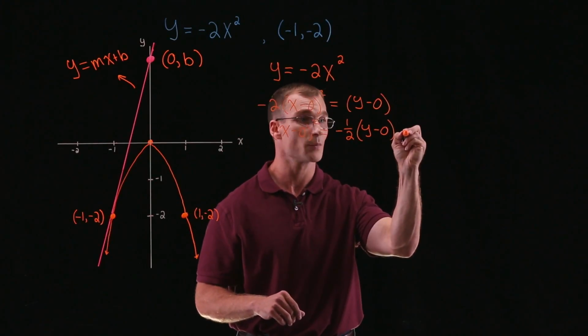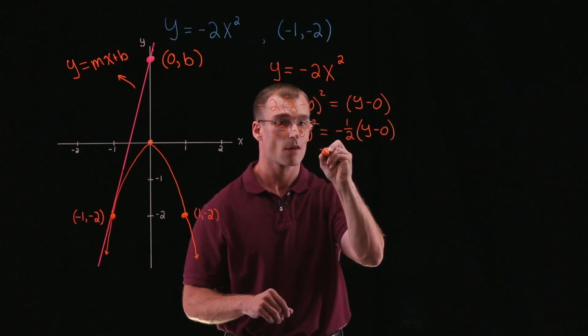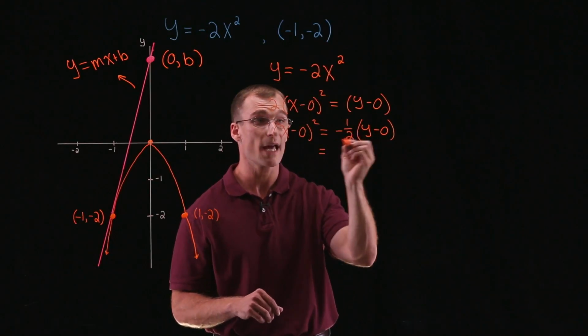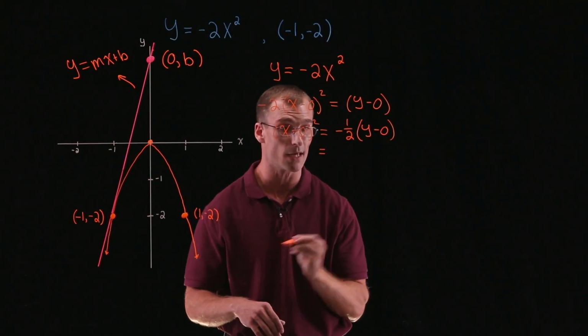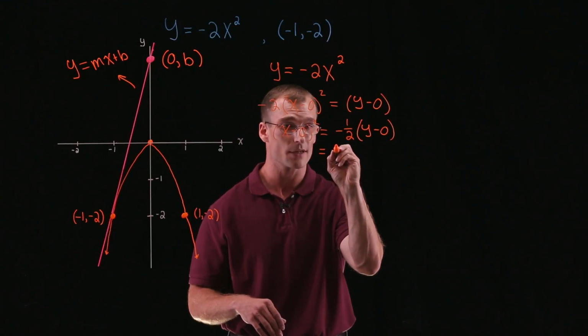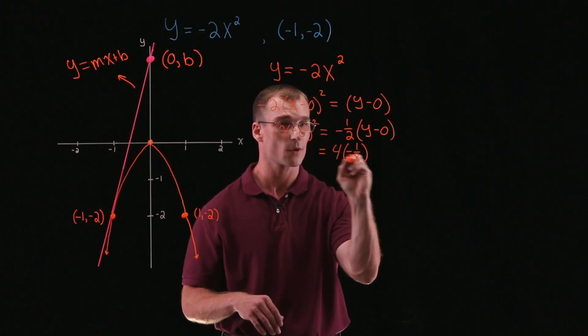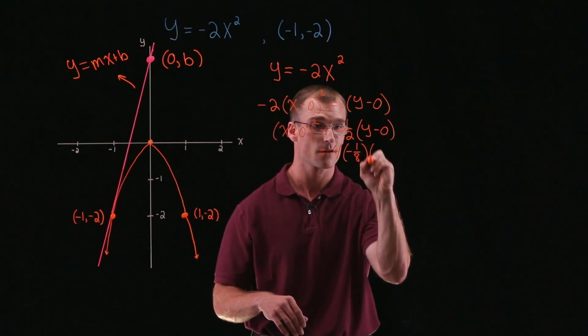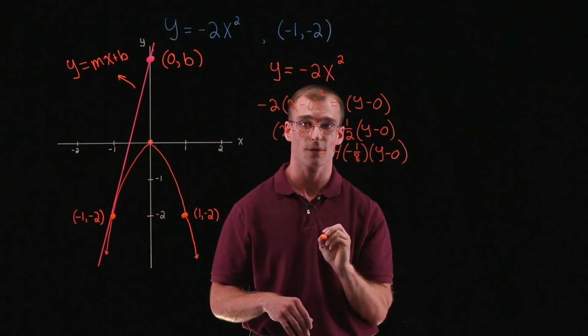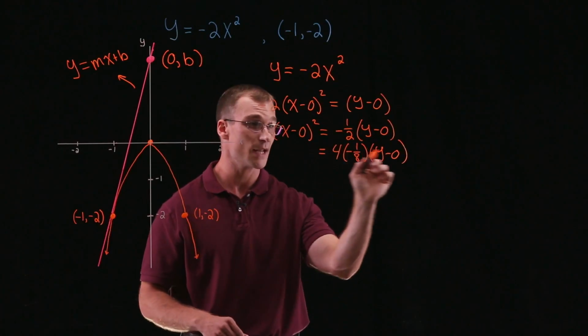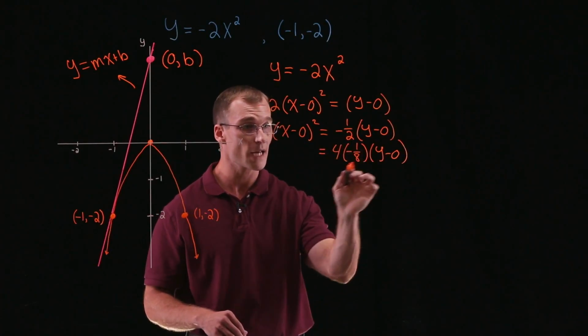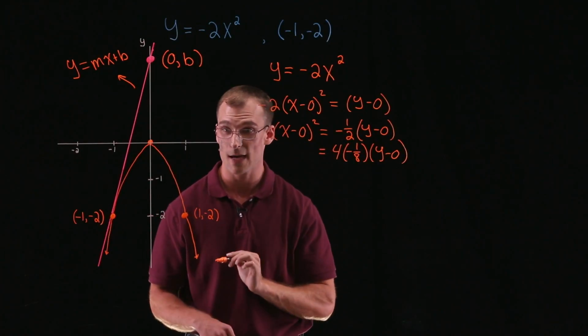To complete this, we have negative 1/2, but we want to write this as 4 times p. So negative 1/2 could be written as 4 times negative 1/8, giving us negative 1/2 times y minus 0. Like I said, we already know that h and k are 0, but here we have the value of p. And why is that helpful?